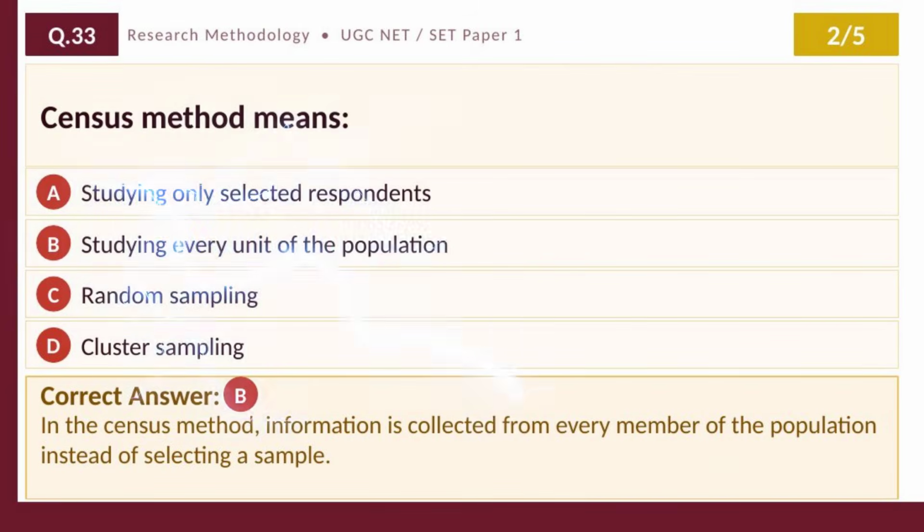What does the census method entail? The census method involves studying every single unit or member of the entire target population. Unlike sample surveys, which examine only a subset, a complete census collects data from every individual, eliminating sampling error but requiring substantially more time and resources.